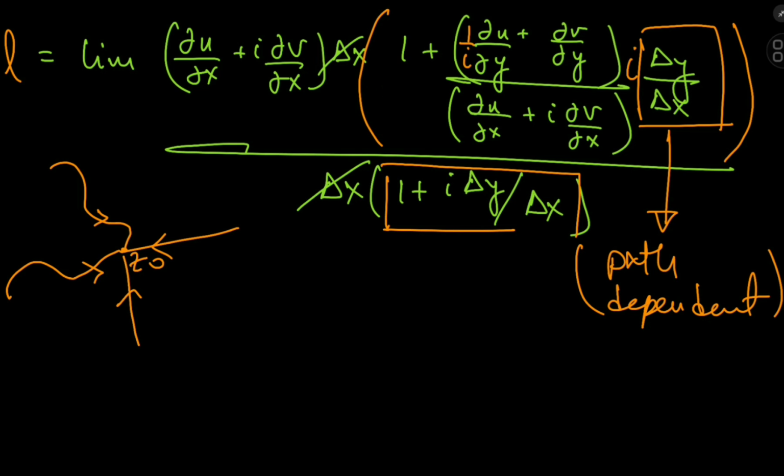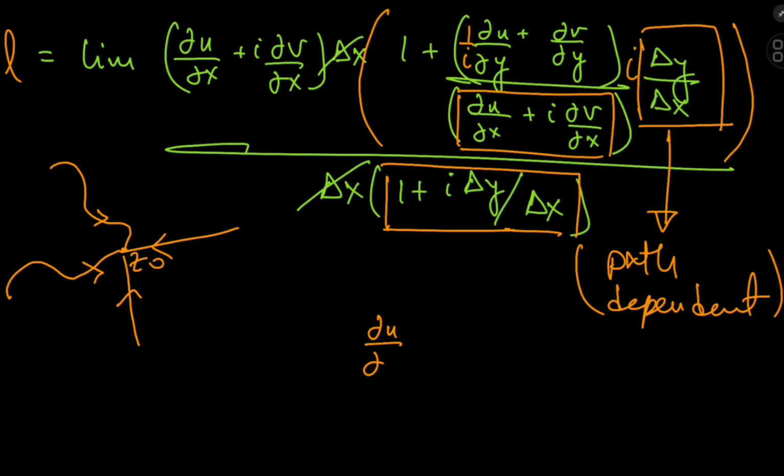And how on earth are we going to convert this monstrosity into 1? Well, thankfully, again, we have the CR equations. In the denominator, we have the partials with respect to x. So let me just convert the partials with respect to y in the numerator into partials with respect to x using the CR equations.